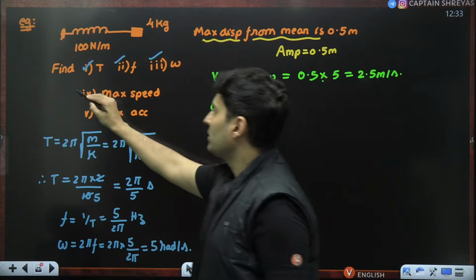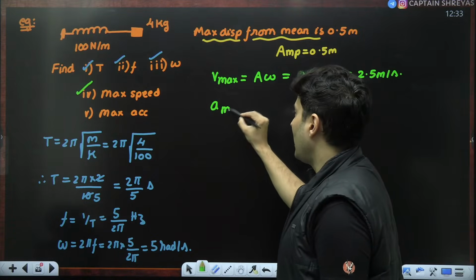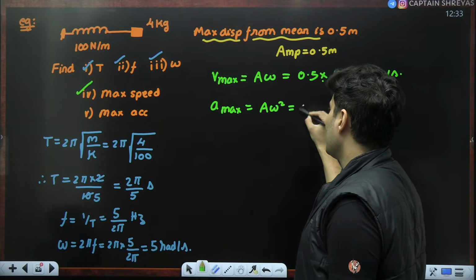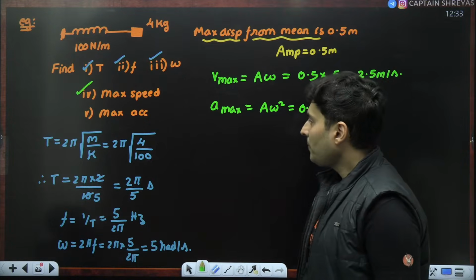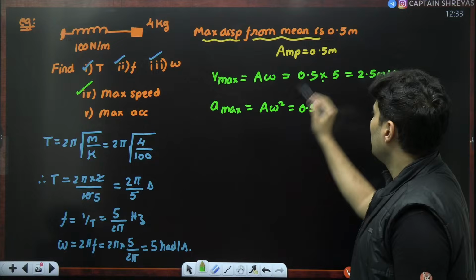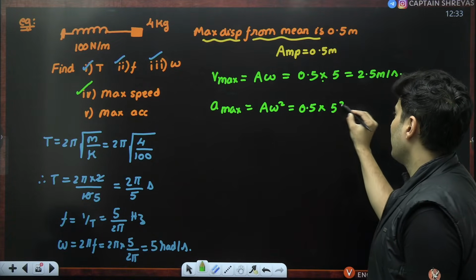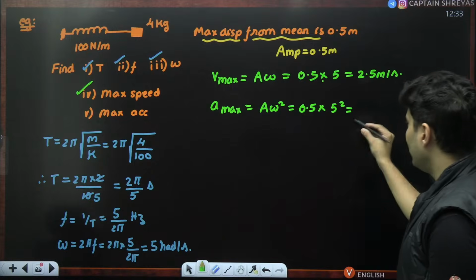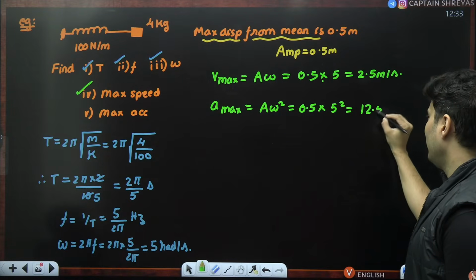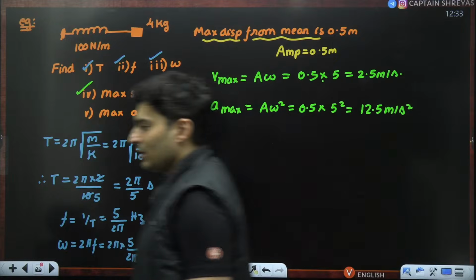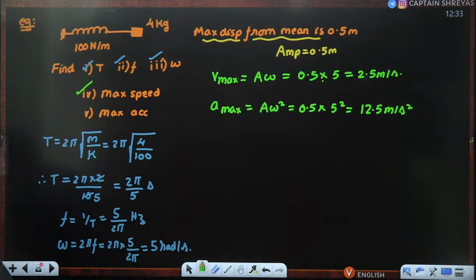So this is done. What about maximum acceleration? It is nothing but A omega square. So 0.5 is the amplitude. Omega square means 5 square. So 25 into 5, 125, 1 decimal. So 12.5 meters per second square. That is the answer. So solved. Got it? Very straightforward. Shall we move ahead?